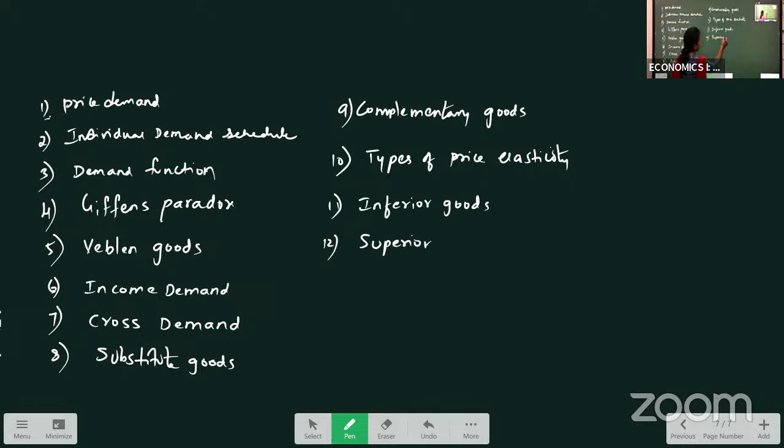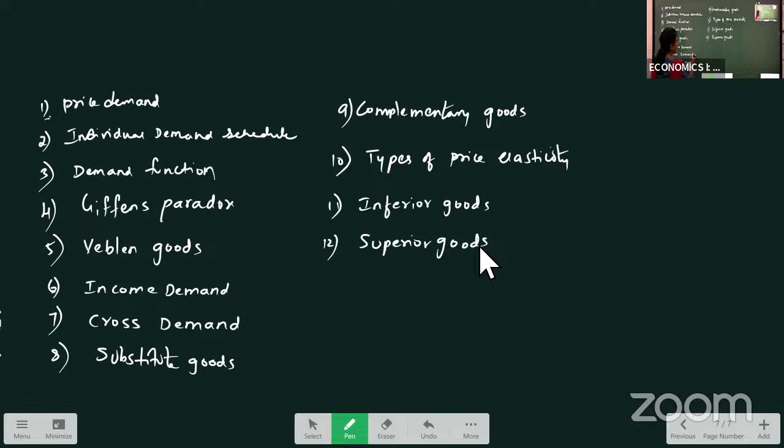Superior goods. What are superior goods? Superior goods are also called as normal goods. In case of superior goods, as the consumer's income increases, demand for superior goods also increases. As the consumer's income decreases, demand for superior good decreases. So these are the various VSAQs you have to prepare from this chapter.